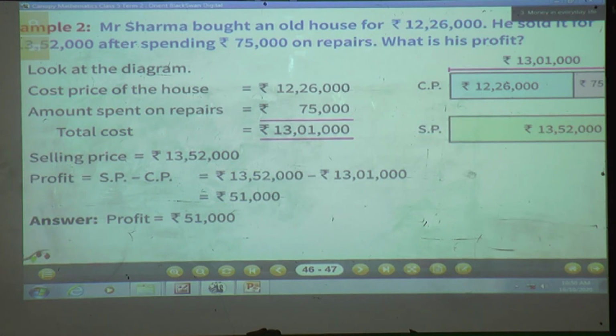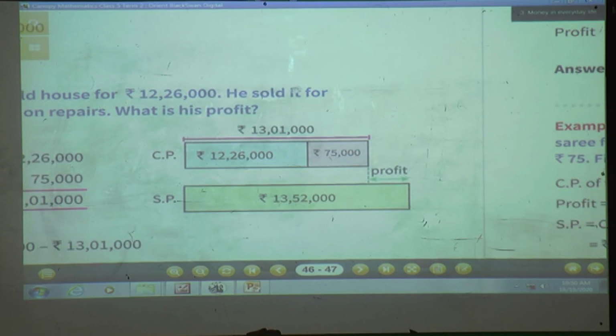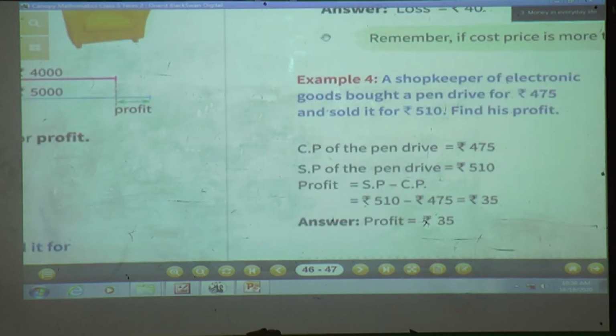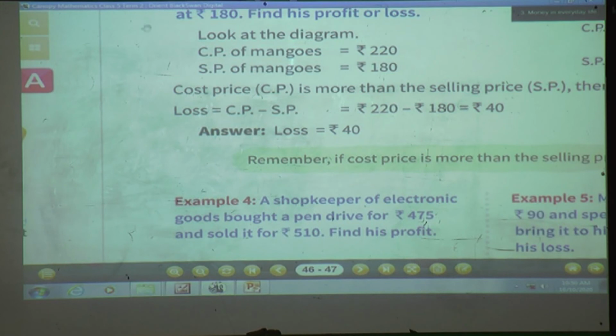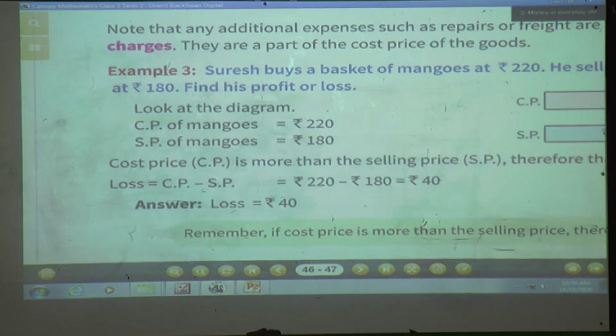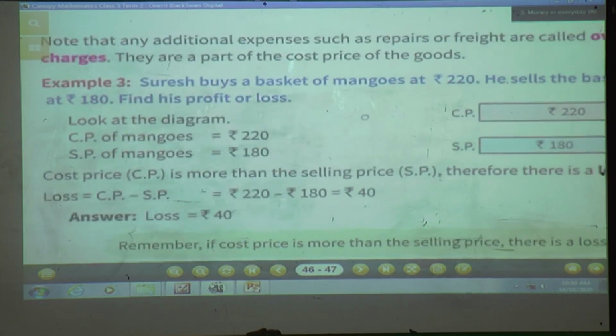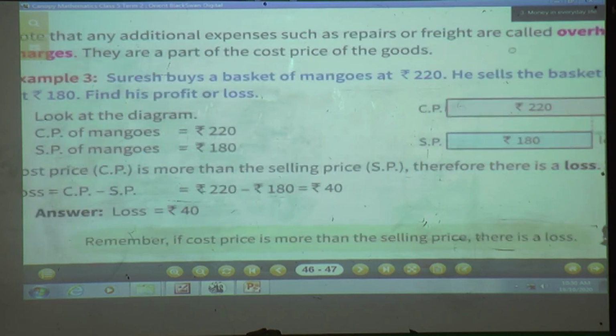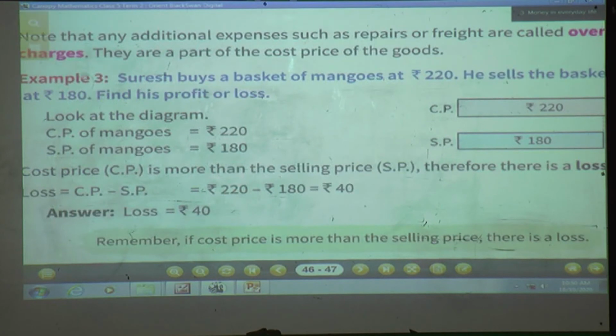Now students, here is a note on page number 47. See, what is it? Note that any additional expenses such as repairs or freight are called overhead charges. They are a part of the cost price of the goods. So whenever there are repairs, that means overhead charges, you have to add them to the CP.